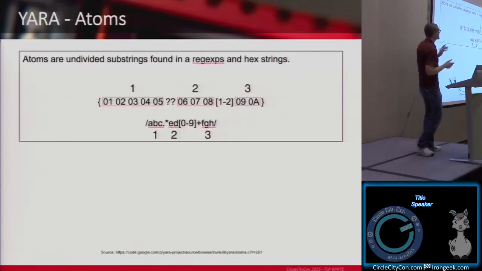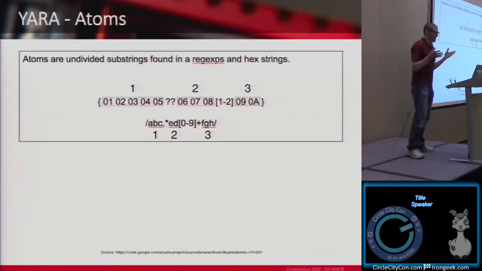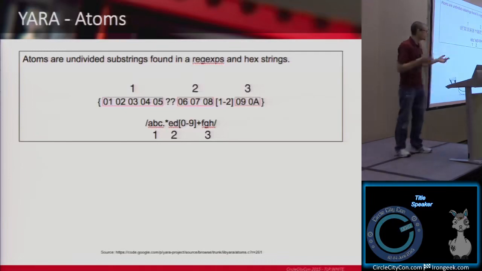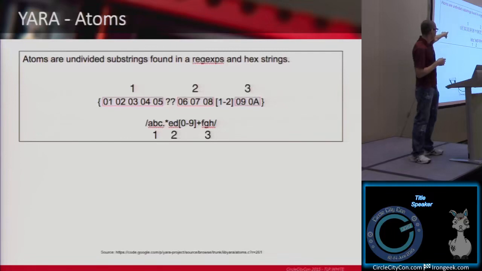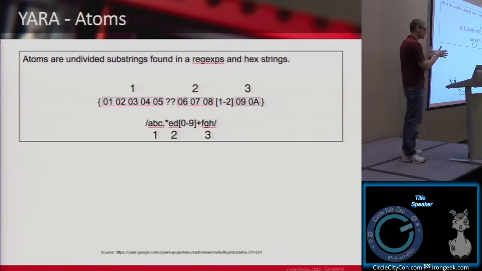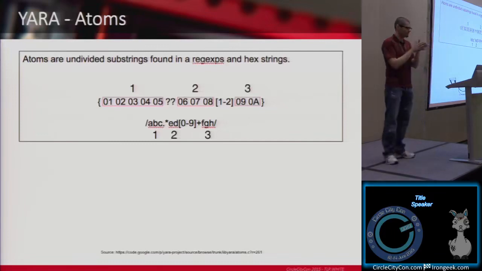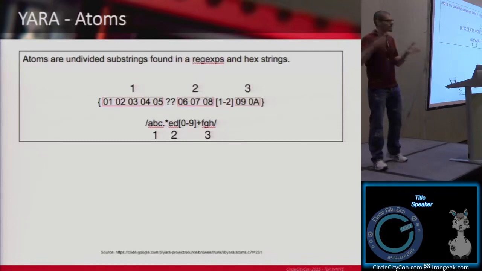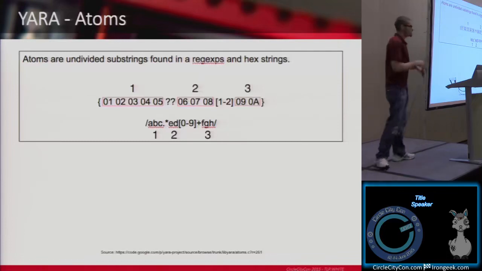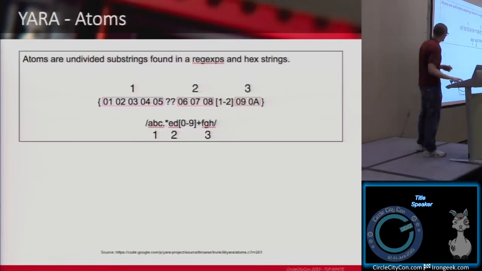And so Yara uses these atoms when it's going to assess a file, to determine whether to scan a file. The atoms are highlighted there. The most complex atom will be identified, and then that atom will be used to scan a file. If that atom is present, then the rest of the rule will be evaluated. And so having a complex atom, at least one, is a really efficient way to create a Yara signature. We'll look at how that works.